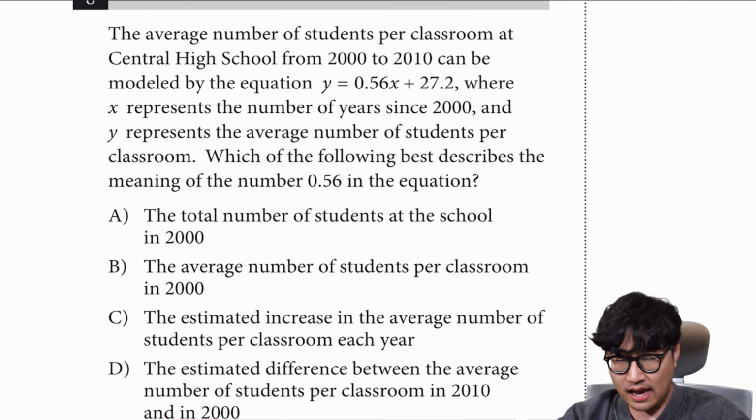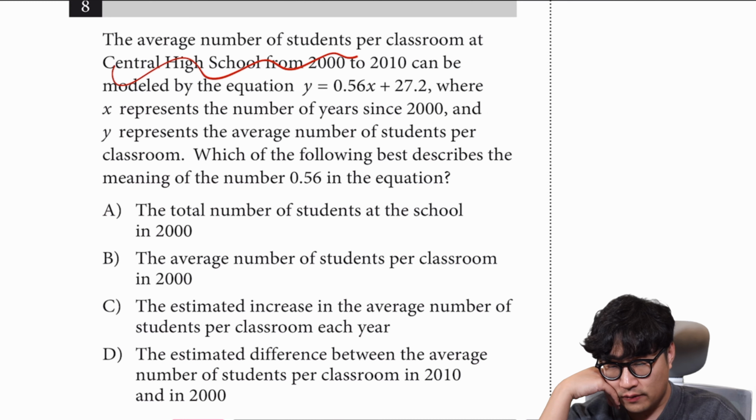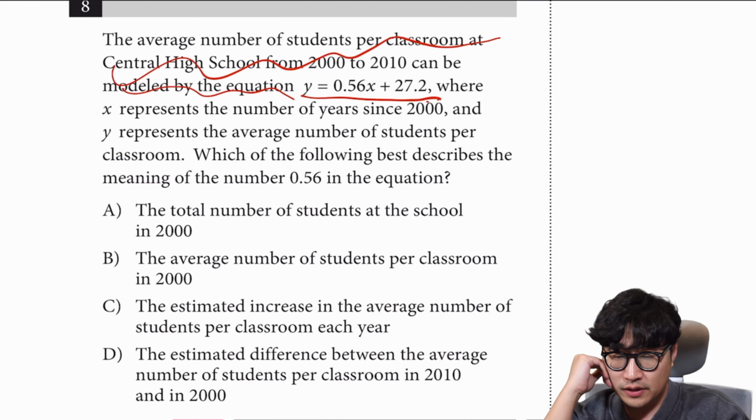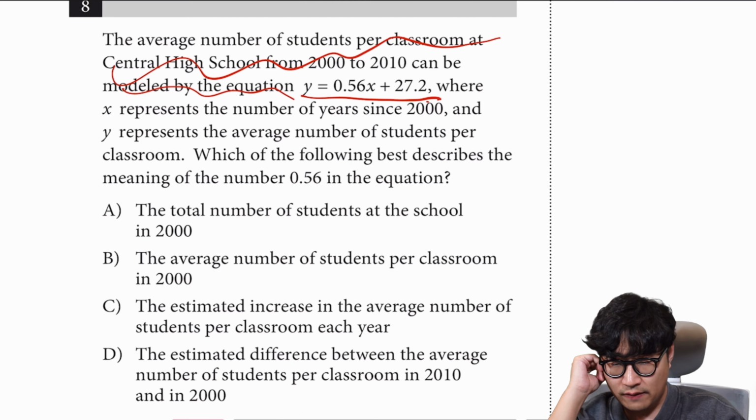Number 8, the average number of students per classroom, whatever. This is the equation where the X represents the number of years since 2000 and Y represents the average number of students. Which of the following best describes the meaning of the 0.56?